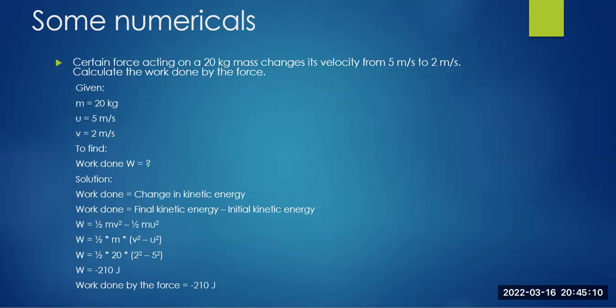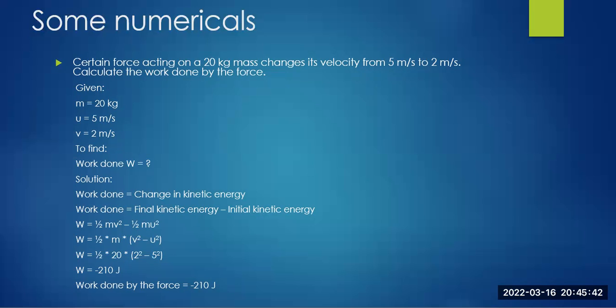We consider the next example. Here, a certain force acting on a 20 kg mass changes its velocity from 5 meters per second to 2 meters per second. And here we have to calculate the work done by the force. Interestingly, we have discussed the formula for finding the kinetic energy, and the question under consideration here is about work done. As we start solving the question, you'll find the correlation between work done and kinetic energy here.